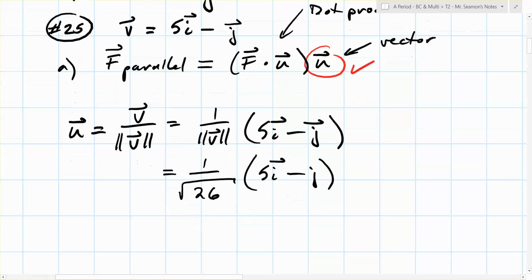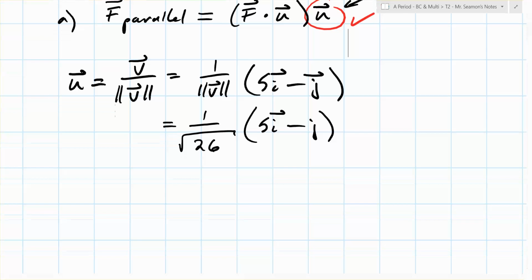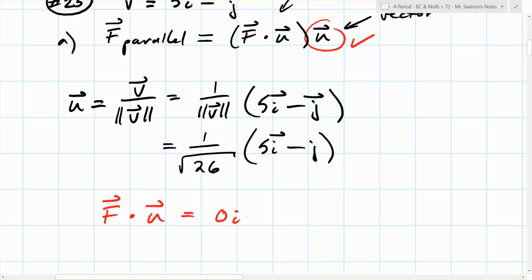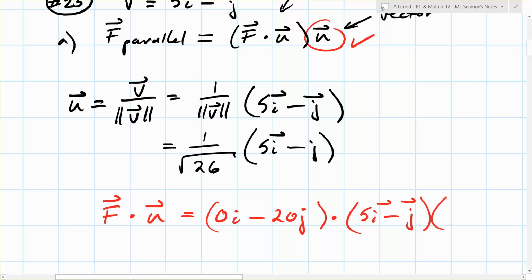Find the dot product, exactly. So now we need to find F dot U. What is F going to be? F is 0I minus 20J, and we're dotting it with U, which is 1 over the square root of 26 times 5I minus J. But what's on the outside?